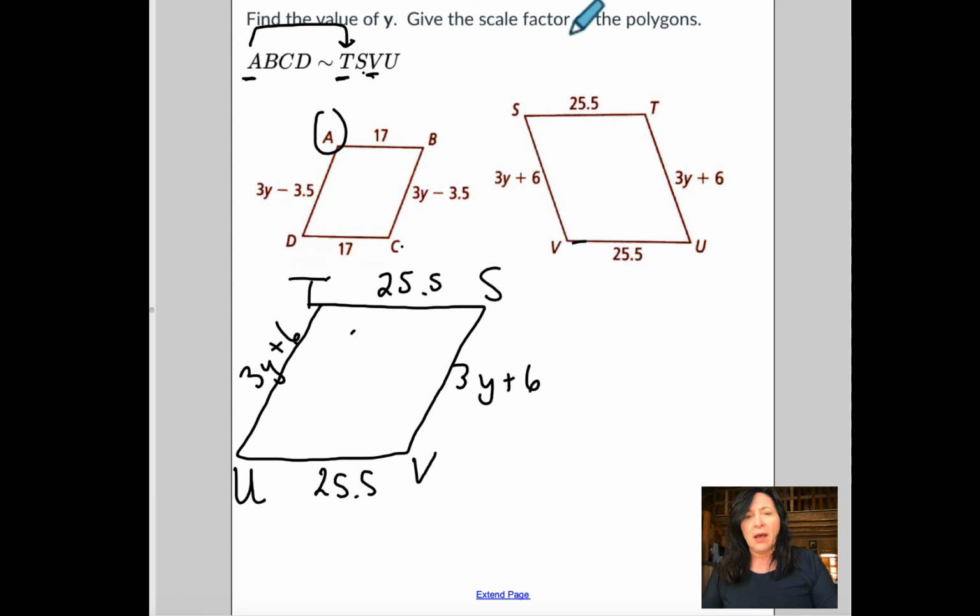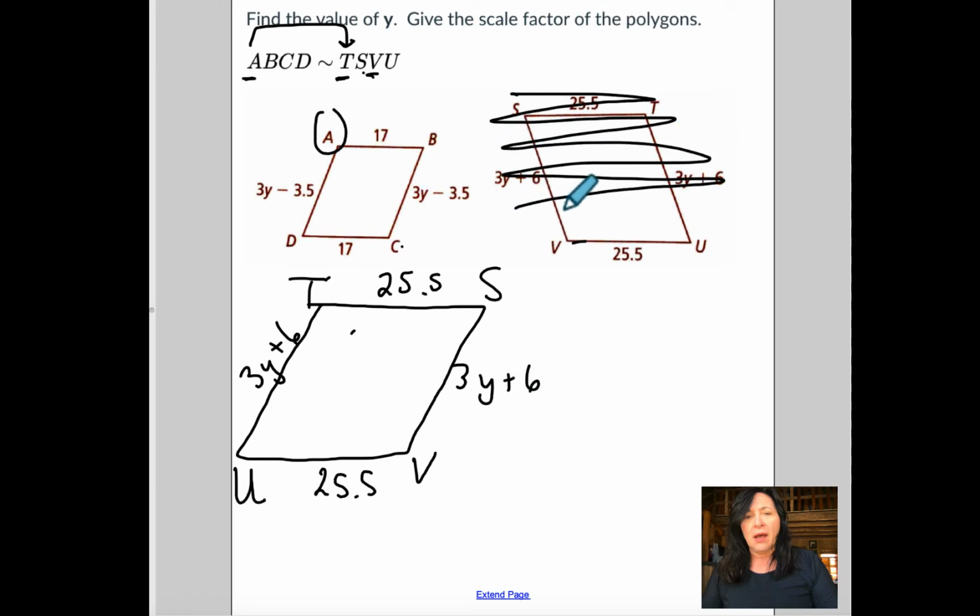So your job is, now that we're done with this, I'm just going to cross this out because that's gone. We are not referring to that anymore now that we've redrawn our shapes. So to find y, first I need the scale factor, and I have to find two sides that are in ratio. So I have 17 to 25.5. So that's my scale factor.